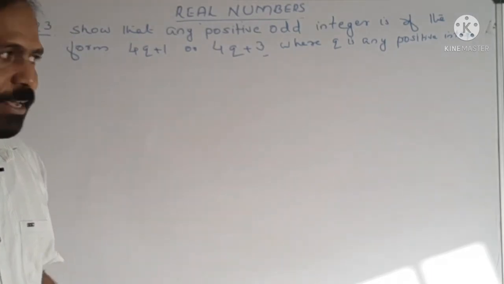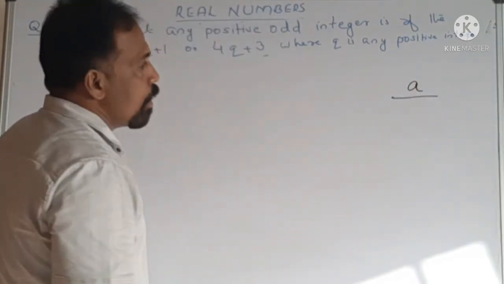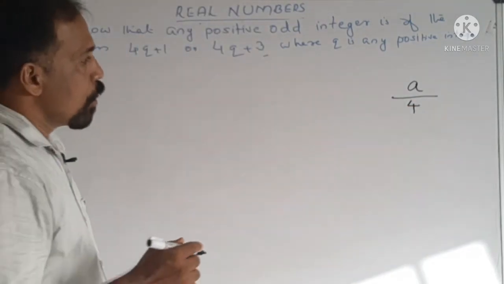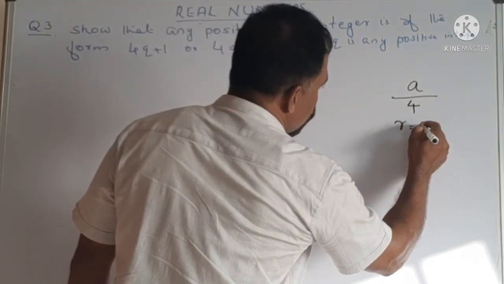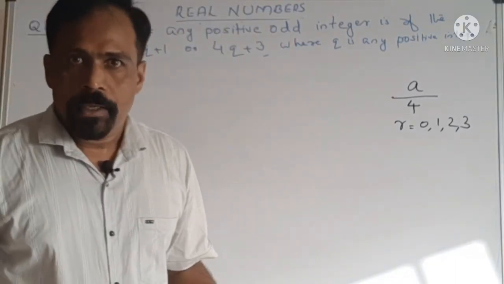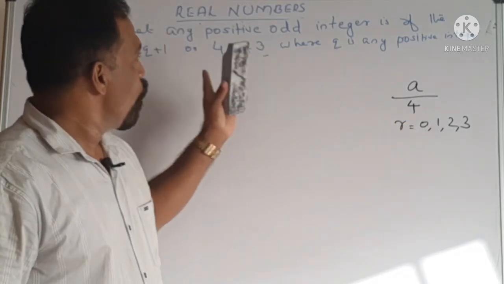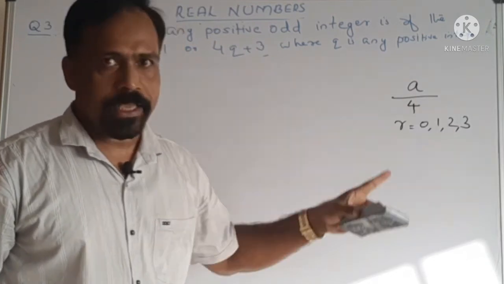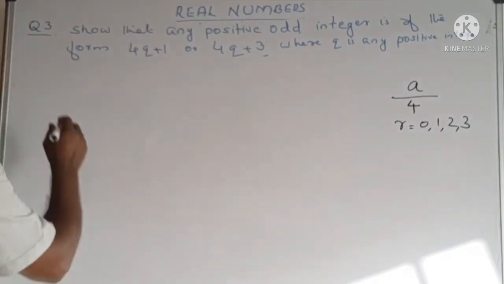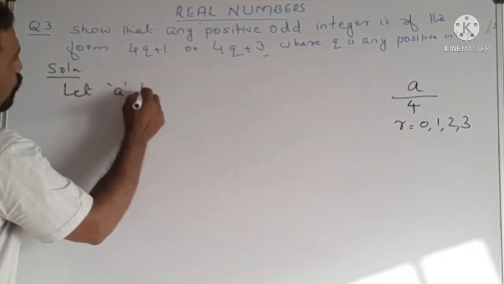We know that whenever we divide any positive integer, suppose a be the positive integer, by 4, there will be 4 cases of remainder. So r can be either 0, 1, 2 or 3. These are the 4 cases which we already studied. So out of these 4 cases, they are saying that 4q plus 1 and 4q plus 3 will give odd integers. It is very easy. So let us solve. Let a be any positive integer.